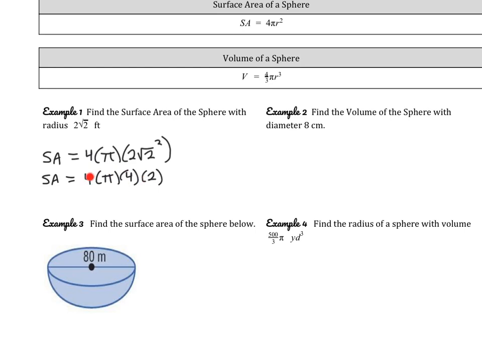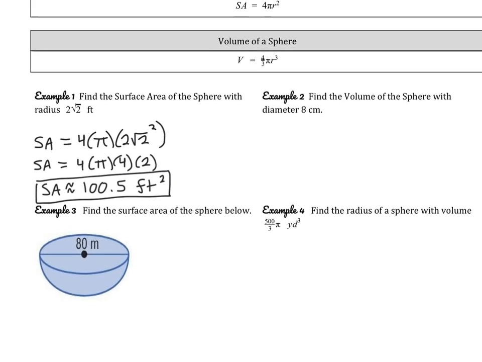Okay, so this we can plug into our scientific calculator. You can use the pi button, and we will get approximately 100.5 feet squared. Remember to square your units for area.